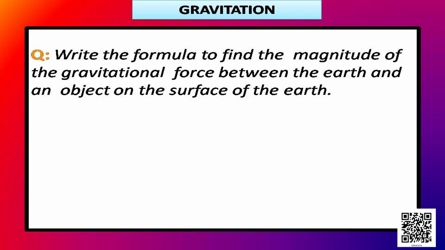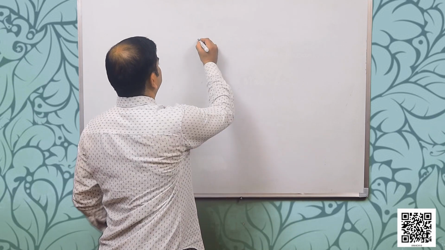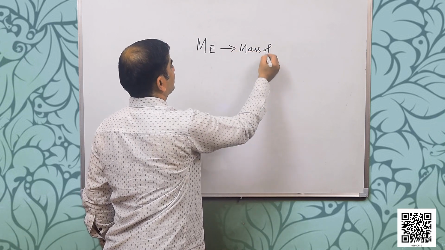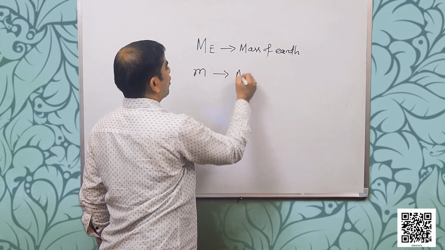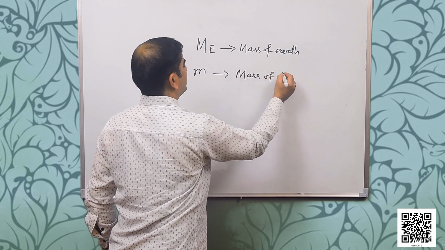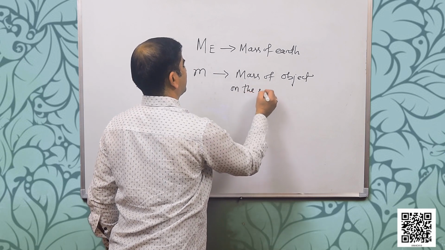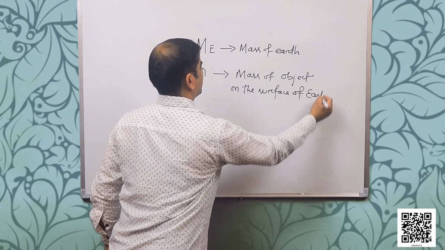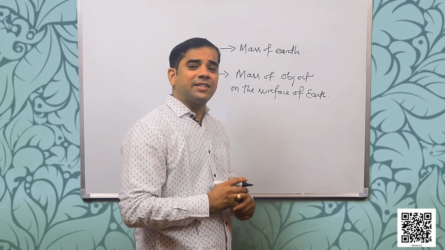Okay. Now, let us go for the solution of question number 2. So, for the solution, let ME be the mass of earth and M be the mass of the object on the surface of earth. Fine. And let R be the radius of the earth.